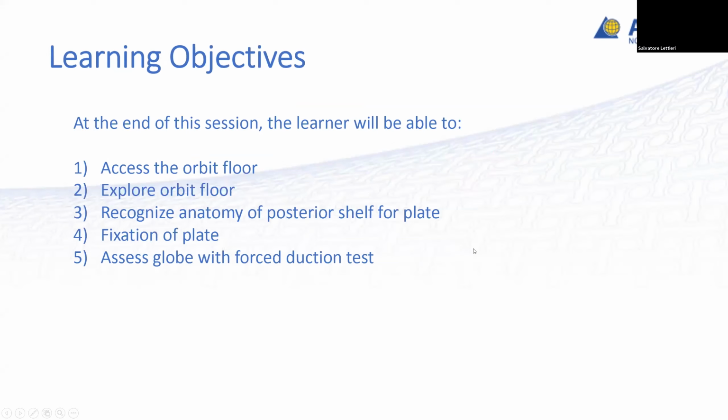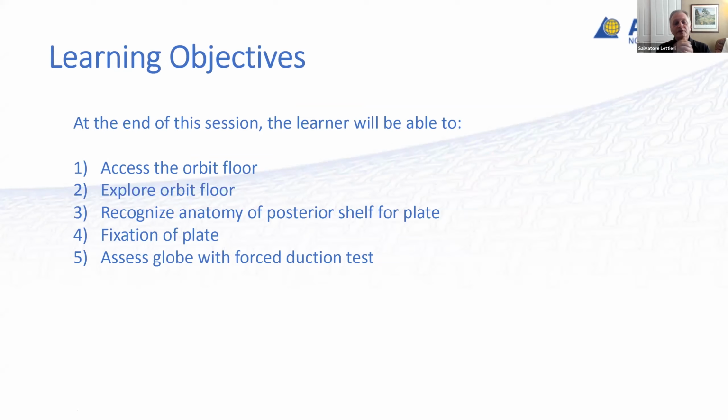The learning objective would be accessing the floor, and this would be specifically through a fornix incision, exploring the floor, and recognizing the anatomy of the posterior shelf. There were a few questions that were asked about finding the posterior shelf and also whether to use a porous polyethylene or gel film. I'm going to specifically talk about today if it's a larger floor defect.